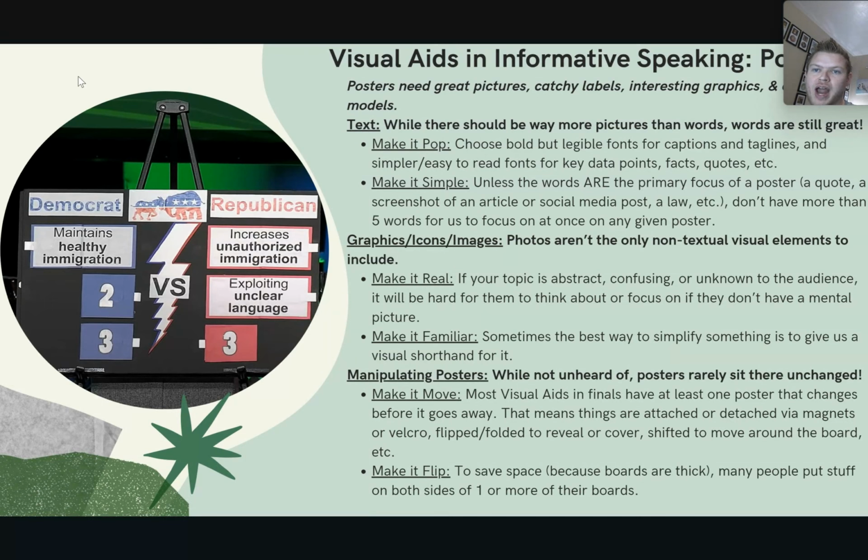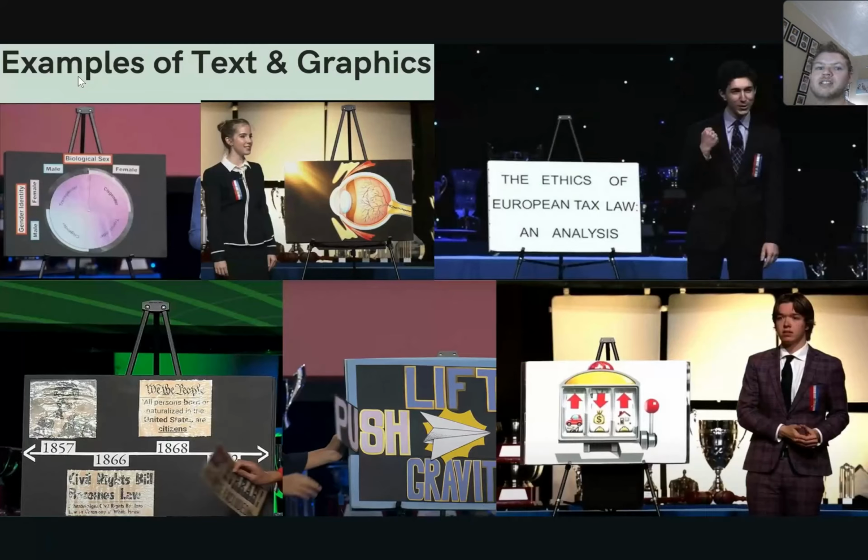Otherwise, they're going to get bored and either look away, or they're going to hyper focus on it to try and analyze it for every little detail. So here are some examples of using text and graphics, not necessarily pictures, on your visual aids. The text is big enough in these cases that the audience should be able to read it from about 20 feet away. There are models, there's emojis being used, there's things being flipped and added and revealed. So these are great examples of text and graphics on speeches.